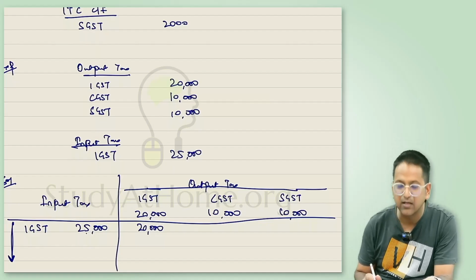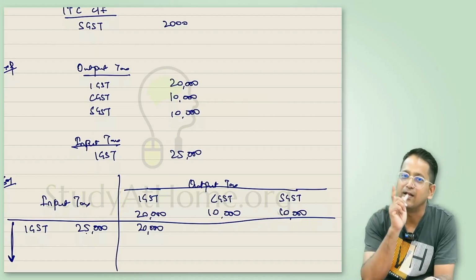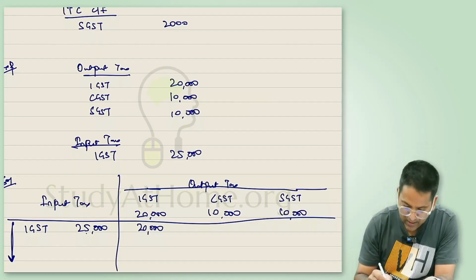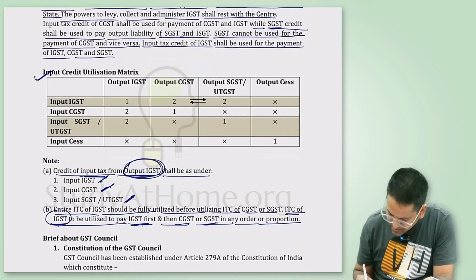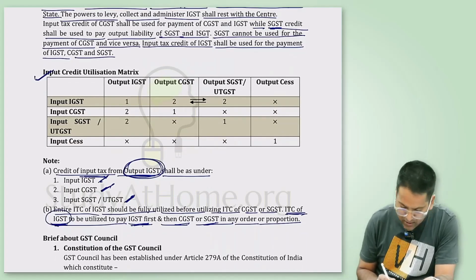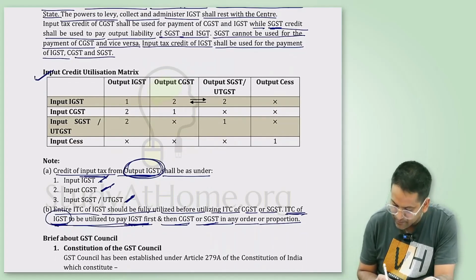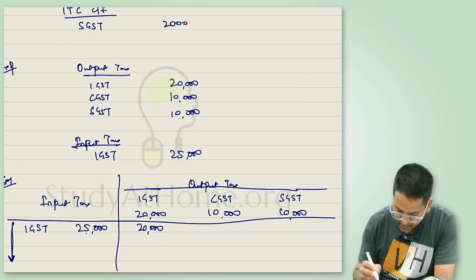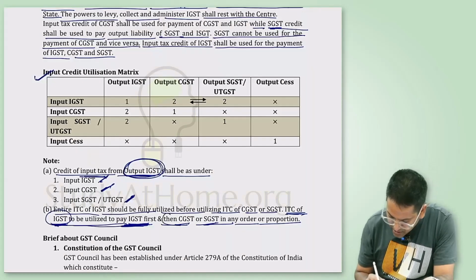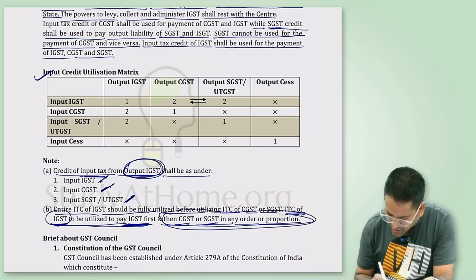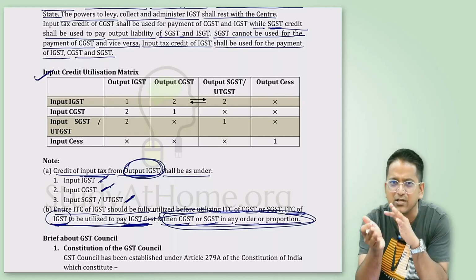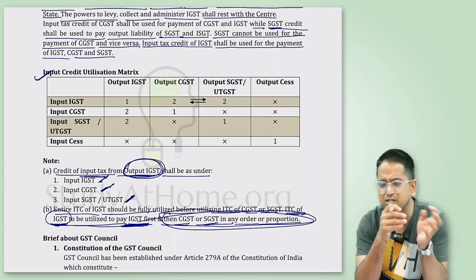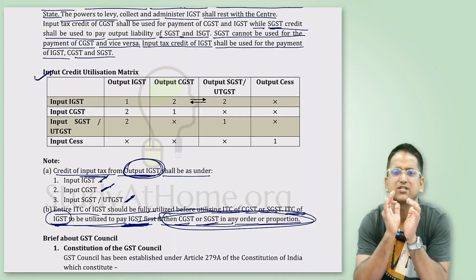Where to adjust this? First, from the CGST? No. It was not saying this. Let me show what it was saying. It was saying here that if you have ITC of IGST, then with this you will first pay IGST. I had ITC of my IGST, so we will pay IGST first. Then CGST and SGST in any order or proportion. Whatever you want to do with CGST and SGST, in any order, in any proportion. Means one can be done first and one can be done later. You want to do it in any ratio, you can adjust in any way.